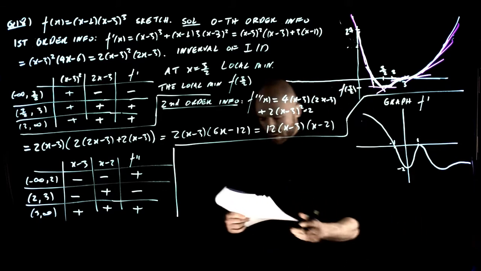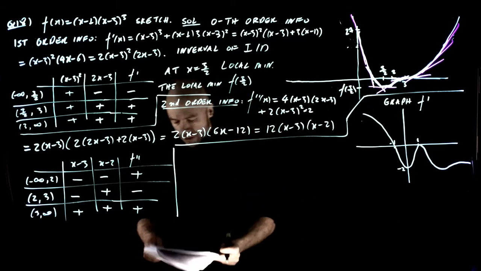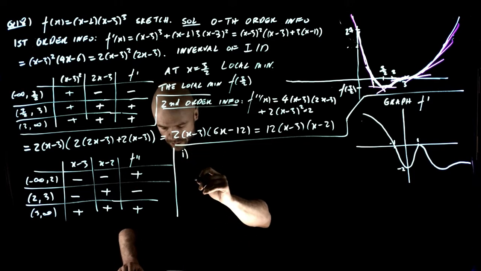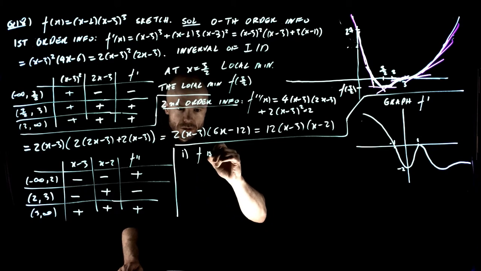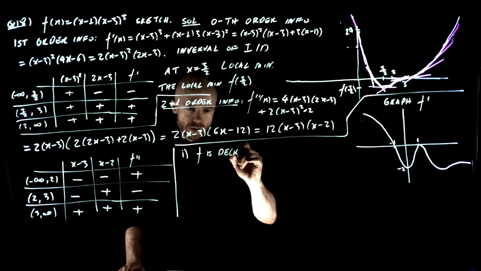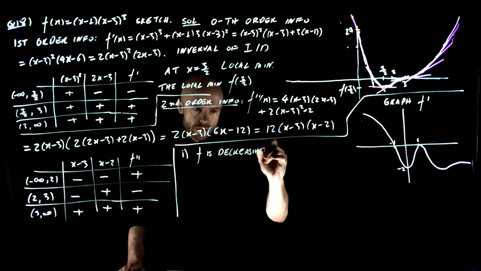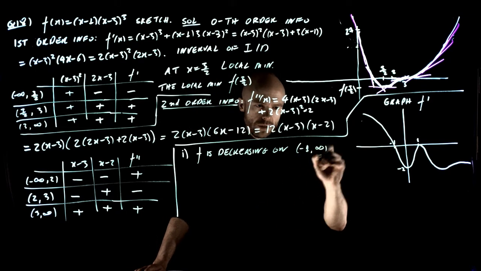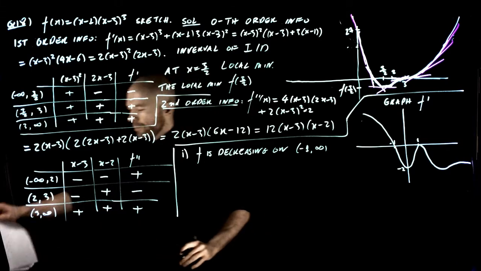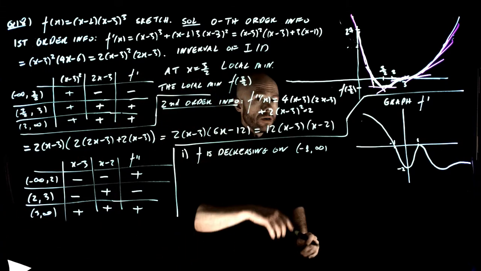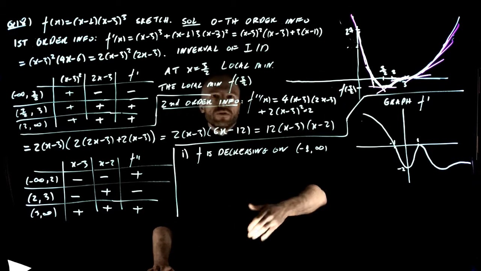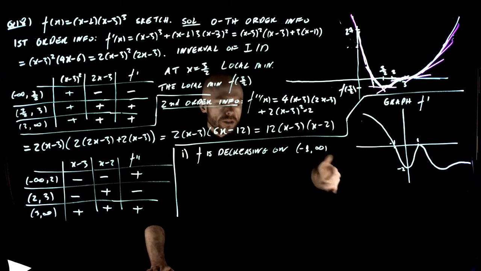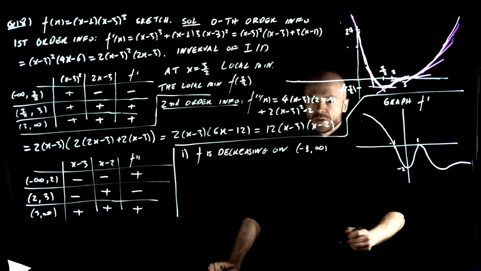And then we have a bunch of statements, and we have to see if we believe they're true or not. So first statement, I: f is decreasing on -1 to infinity. Let's see if we believe that. Okay, so we know that if the derivative is negative, we have a negative slope of our function, it is decreasing, right? And we see that the derivative is negative.